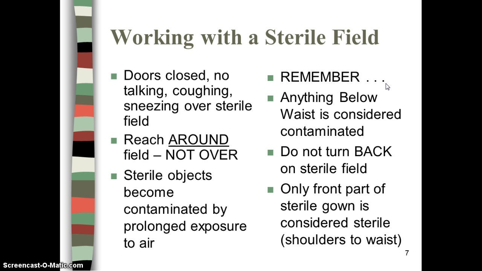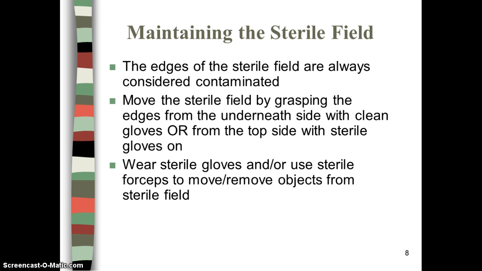Anything below the waist is considered contaminated. So if you have sterile gloves on and you put your hands below your waist, it's contaminated. Don't turn your back on a sterile field. You may not have touched anything, but you cannot 100% verify that something didn't happen to that sterile field. Also, if you have a sterile gown on, only the front part is considered sterile, not the back.